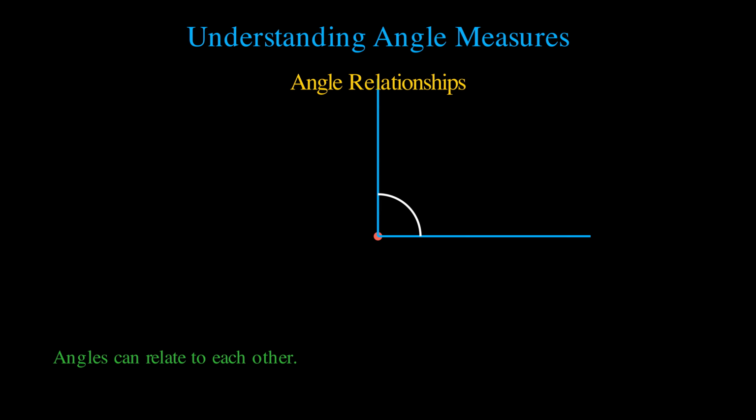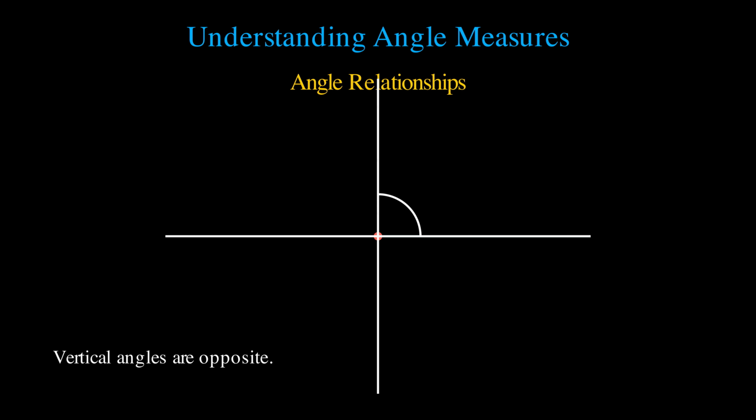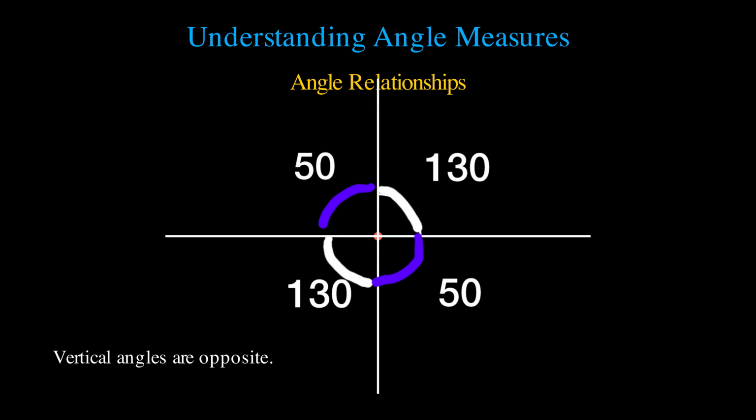Angles also have relationships with each other. Adjacent angles are angles that sit next to each other. They share a common side and the same vertex. When two lines cross, they create opposite angles called vertical angles. These opposite angles are always equal in measure. So if one angle measures 50 degrees, the one directly across from it also measures 50 degrees.